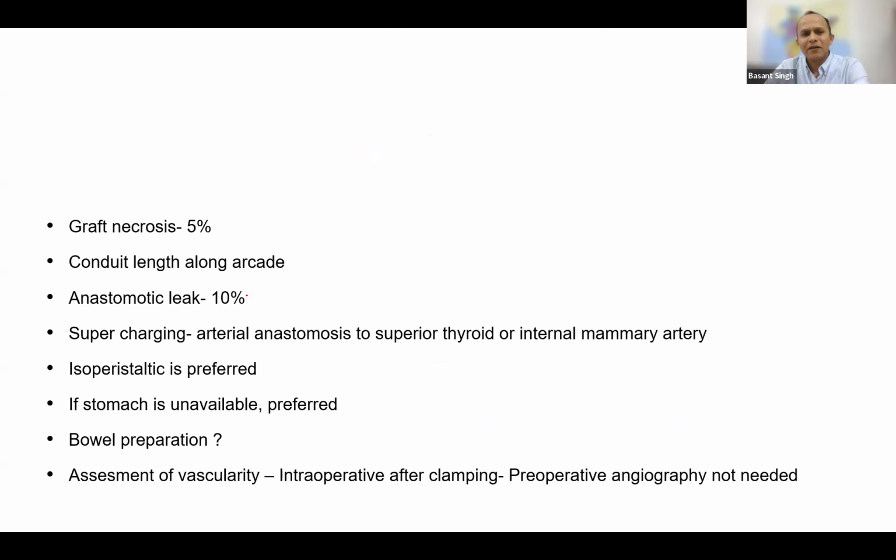These are the numbers. Remember, graft necrosis is 5% with your colon, and anastomotic leak is 10%, the same with colon and stomach. These are all questions that have been asked.